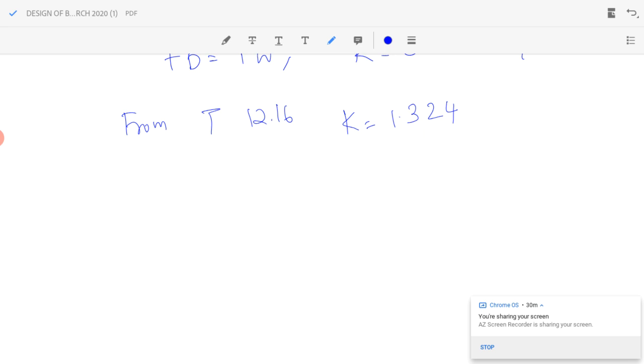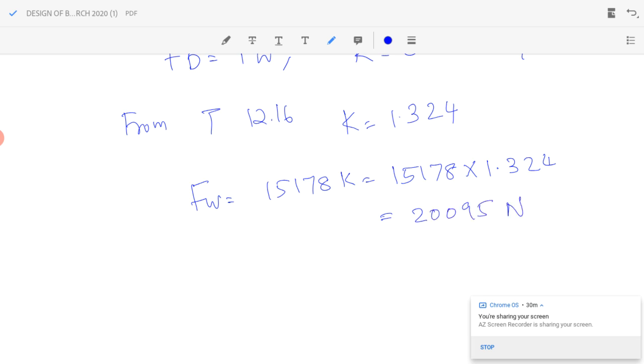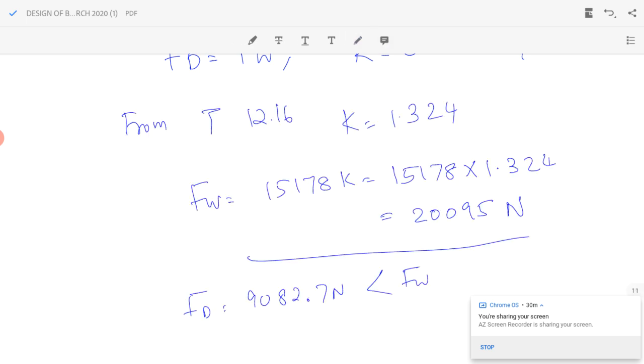And my new value of Fw will be equal to 15178 K equal to 15178 into 1.324. That value will be equal to 20095 newton, and this is the minimum load required for wear. And if you remember, FD was only 9082.7 newton, which is much lower than Fw. So this load cannot produce any wear and tear, so our design will be safe.